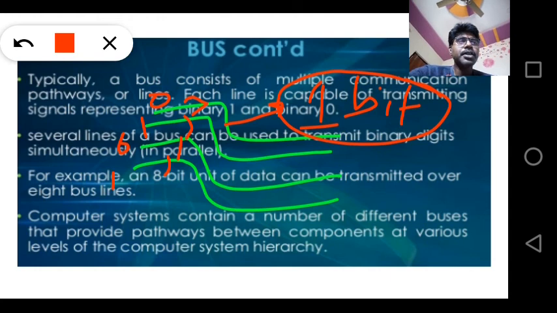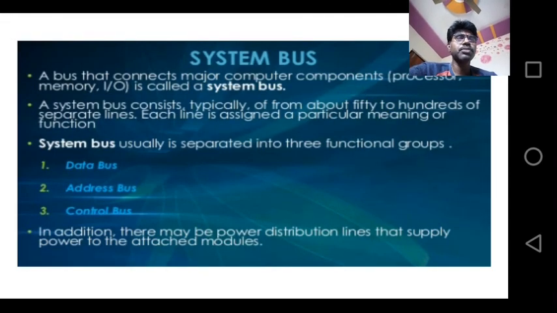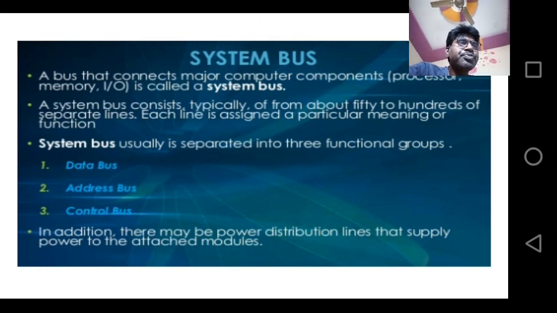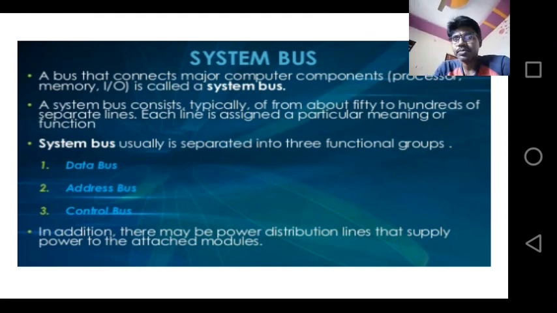Computer systems contain a number of different buses that provide pathways between components at various levels of the computer system hierarchy. Now we see the system bus: a bus that connects the major computer components, processor, memory and IO, is called the system bus. These are the three major components. A system bus typically consists of from about 50 to hundreds of separate lines, and each line is assigned a particular meaning or function. So they can carry 50 to 100 bits.